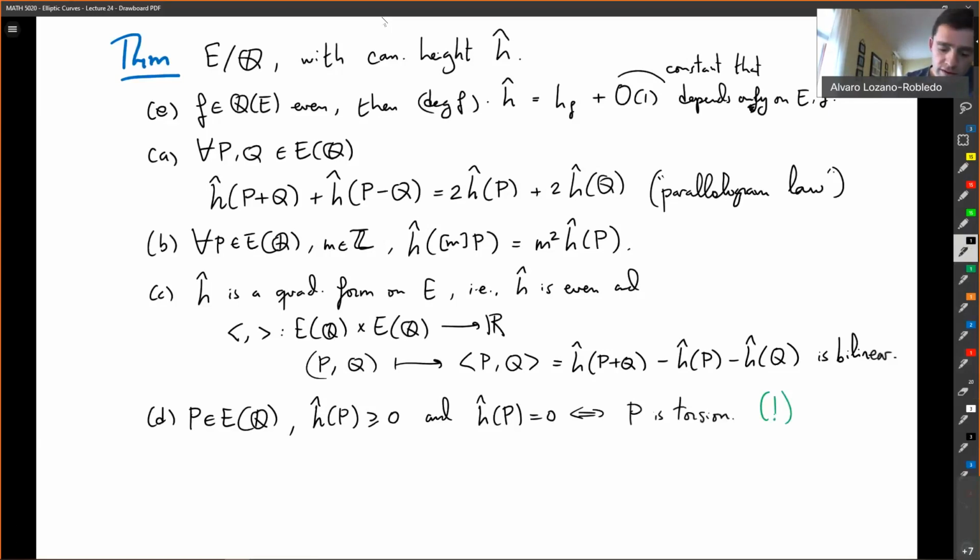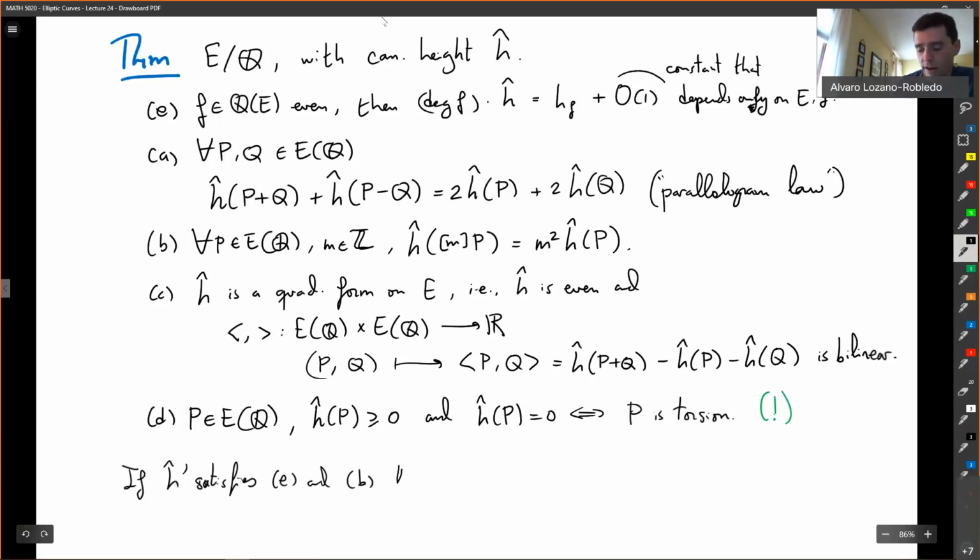Finally, if h hat prime is some other function, some other height that satisfies E and B for any m bigger or equal to 2, then it is the canonical height. Okay, so that is what explains that if you have a height that satisfies E and B, then it is actually the canonical height that we've already described. So that is why it's canonical.